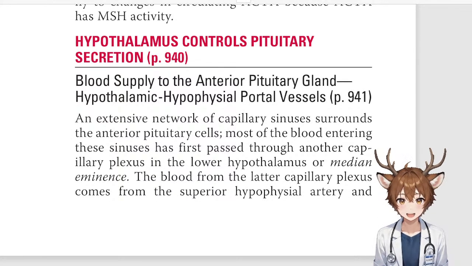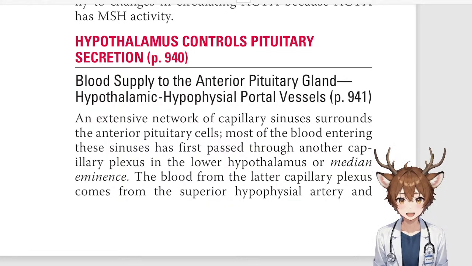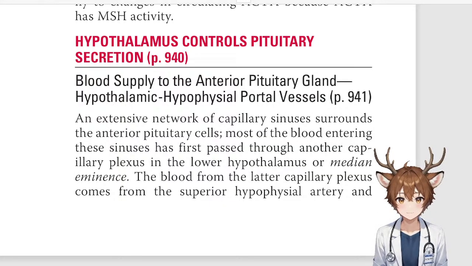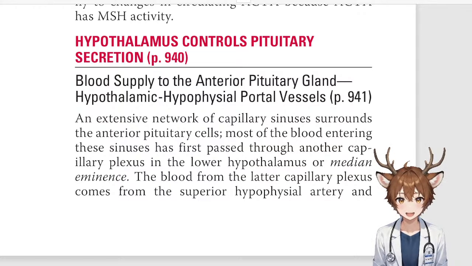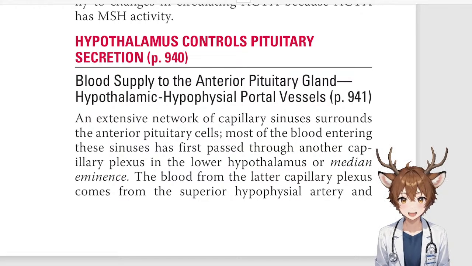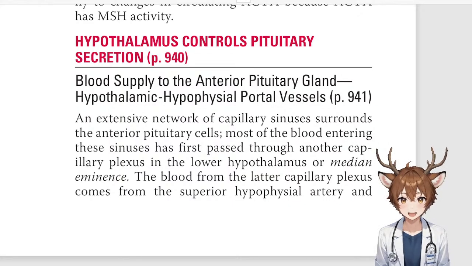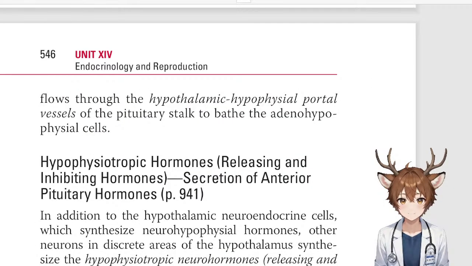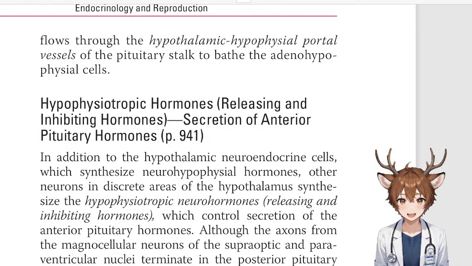Hypothalamus controls pituitary secretion. Blood supply to the anterior pituitary gland: hypothalamic hypophyseal portal vessels. An extensive network of capillary sinuses surrounds the anterior pituitary cells. Most of the blood entering these sinuses has first passed through another capillary plexus in the lower hypothalamus or median eminence. The blood from the latter capillary plexus comes from the superior hypophyseal artery and flows through the hypothalamic hypophyseal portal vessels of the pituitary stalk to bathe the adenohypophyseal cells.